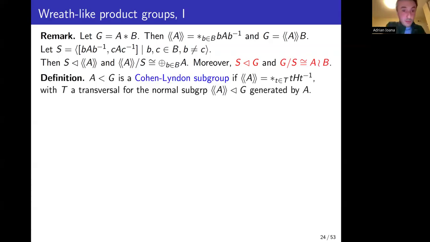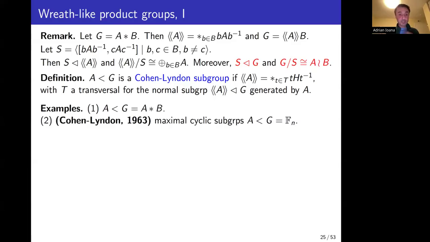First, let me give you the following definition. A subgroup A in G is called a Cohen-Lyndon subgroup if the normal closure of A can be written as a free product of conjugates of A. It should be tAt^{-1}, where the set T is a transversal for the normal closure of A in G. So a Cohen-Lyndon subgroup is one for which the normal closure has such a free product decomposition into different conjugates of A.